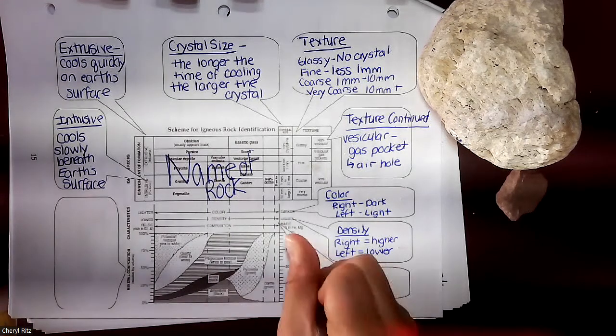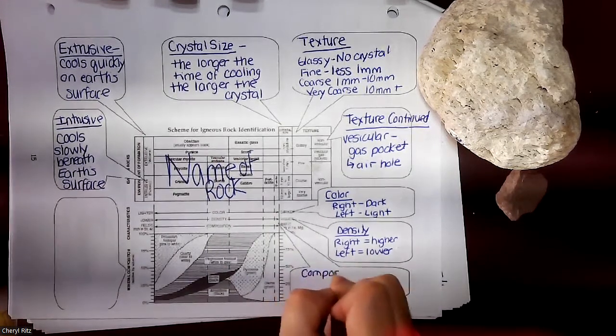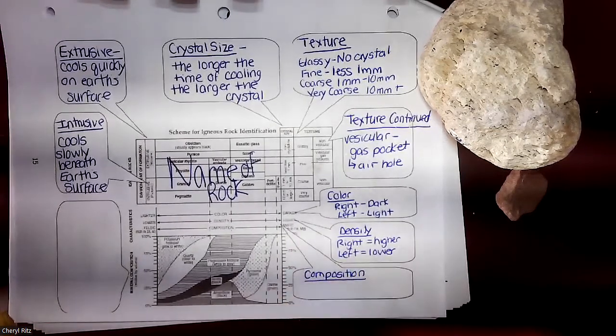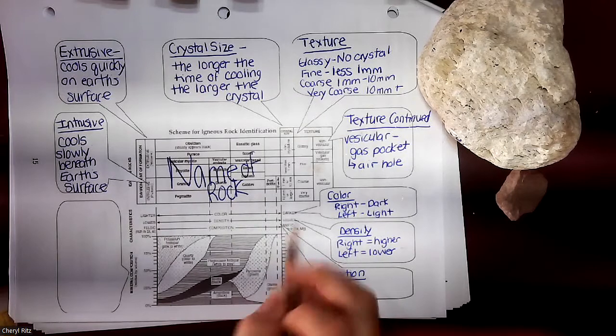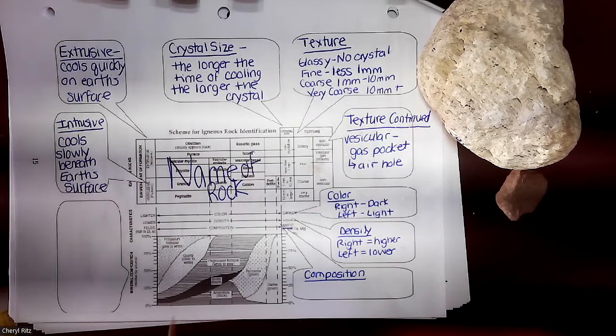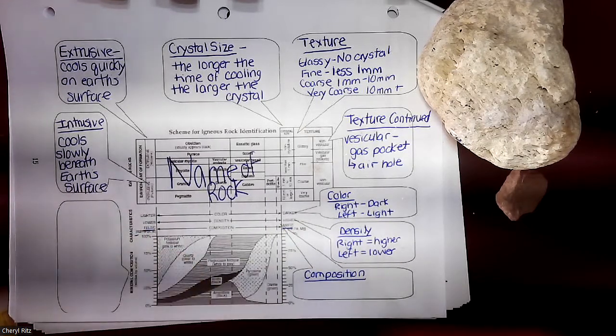The last one is going to be composition. What does composition mean to you? What it's made out of. And on here, they actually give names to what it's made out of. So there's two choices. We either have a mafic rock or a felsic rock. Check your reference tables because I know you can't see mine.